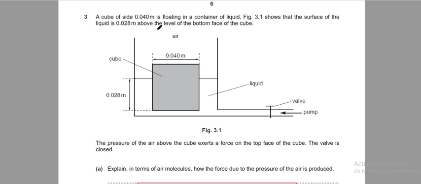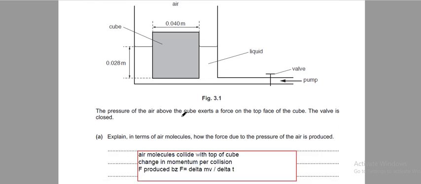A cube of side 0.04 meter is floating in a container of liquid. The figure shows that the surface of the liquid is 0.028 meter above the level of the bottom face of the cube. The pressure of the air above the cube exerts a force on the top surface of the cube. The valve is closed. Explain in terms of air molecules how the force due to the pressure of air is produced.